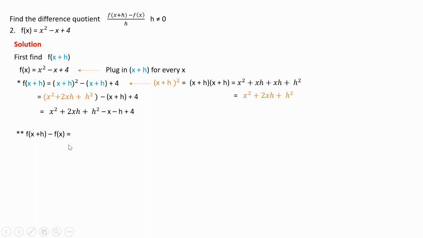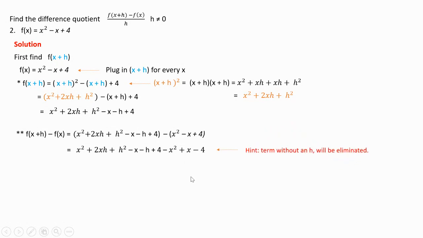Now, the second step is minus f of x. So again, this is my f of (x plus h) minus f of x, which is x squared minus x plus 4. So this will be x squared plus 2xh plus h squared minus x minus h plus 4. And then with a minus here, it means that I got to distribute the negative for every term on the f of x. So negative times positive will give you a negative x squared. Negative times negative x will give us a positive x. And negative times a positive 4 will give us a negative 4.